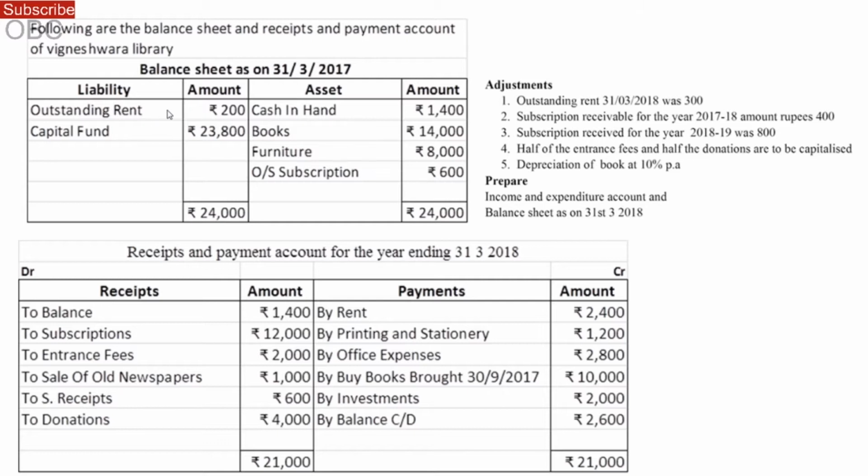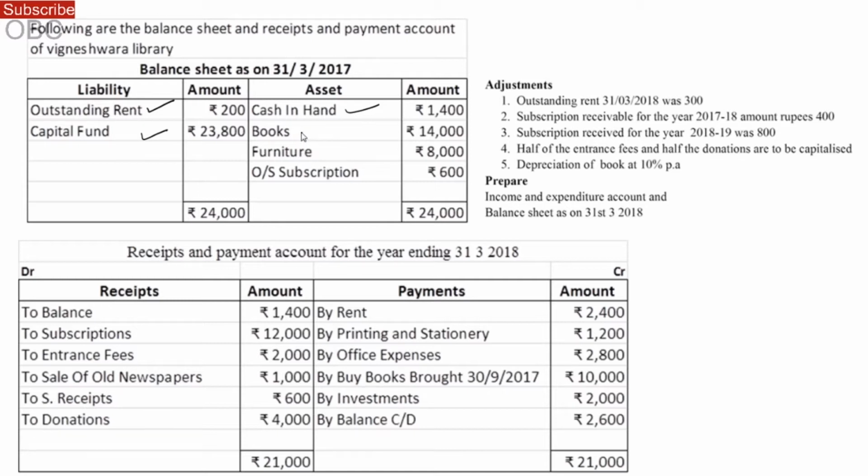Like in the balance sheet, on the liability side, they've given outstanding rent of 200 rupees. If they are not given anything like dividing based on the year, we need to subtract it. Okay. Next, capital fund. We know how to handle capital funds because we need to subtract it. Next, on the asset side, we have cash in hand that will be transferred to the receipts and payment account of the current year, so no need to worry about that entry.